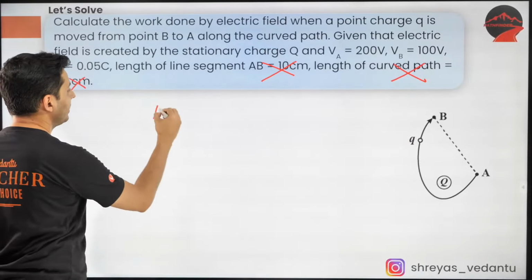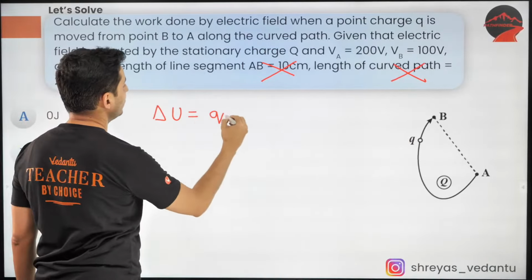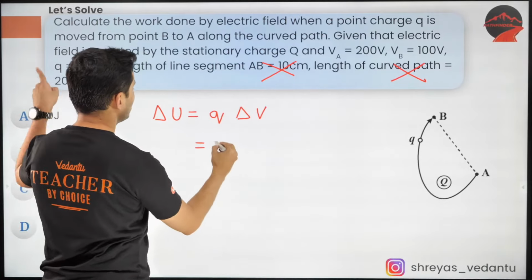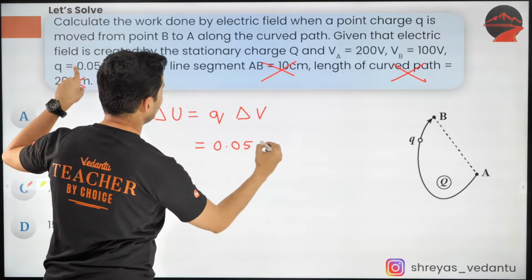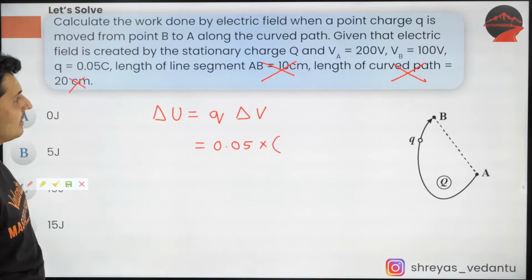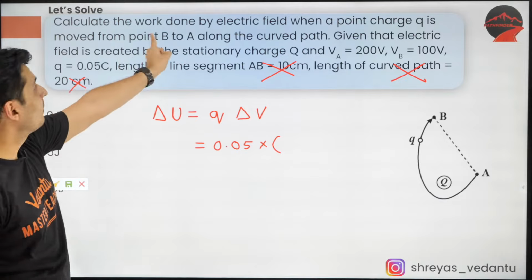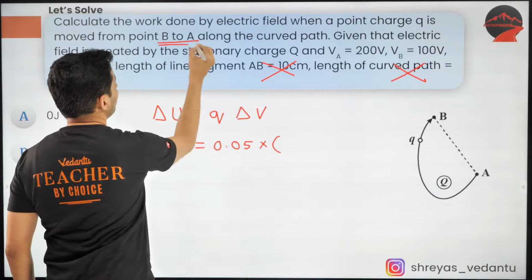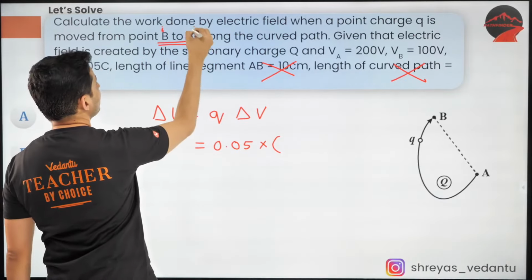So remember, change in the potential energy is Q into potential difference. Charge is 0.05 coulomb. Potential difference, final minus initial. What is the final potential energy? You are going from B to A. This is initial, this is final.